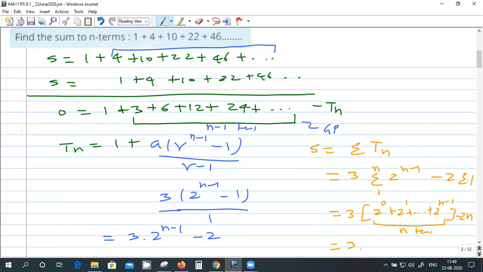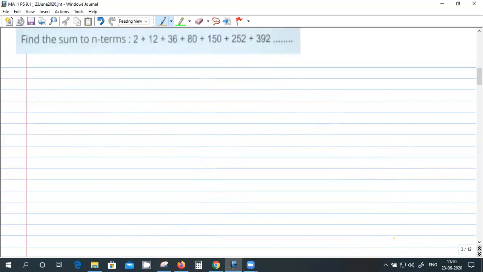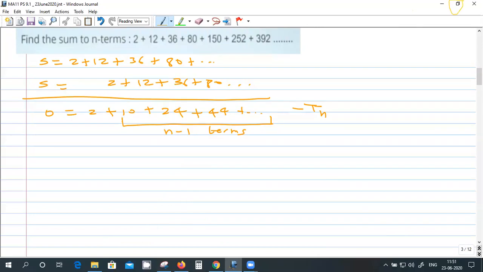So the sum is a into r raised to the power n minus 1 divided by r minus 1, where r is 2. So it is 3 times (2 raised to the power n minus 1) divided by 2 minus 1, minus 2n. If you simplify this, you'll get the answer. What about this one? Actually, if you subtract 10 and 24, the next time you will get a pattern, not the first time.